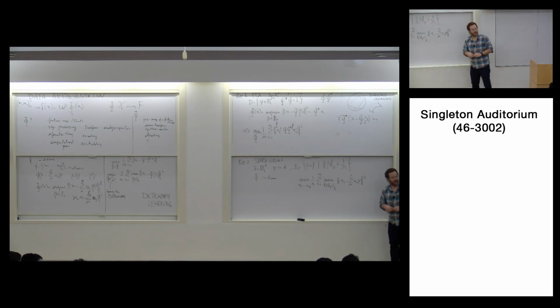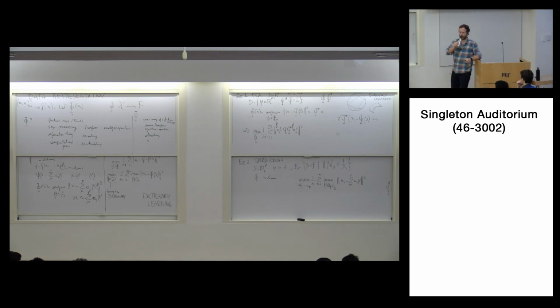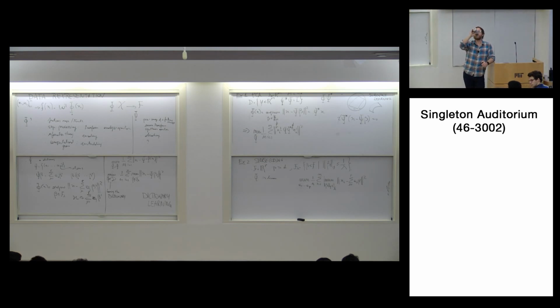So if you make B large, what's the point of making that sparse? I mean, it could be sparse, but relative to D, there could be more than D non-zero.